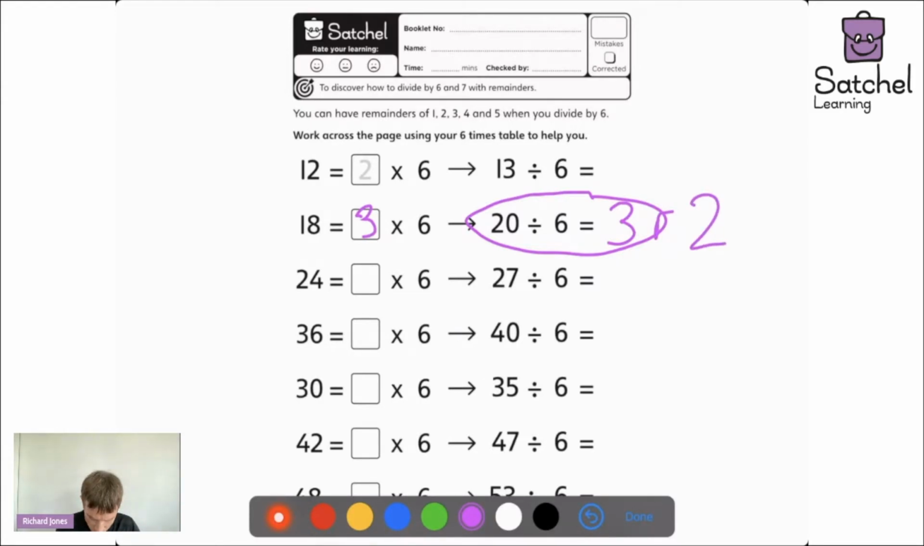If we look at the next one, 27 divided by 6, they should be thinking 24 is the nearest answer in my 6 times table. That is 4. So 27 divided by 6 is 4. And then from 24 to 27 is 3. So it's 4, remainder 3. So that's what we do for division with remainders, and we give them lots of practice on this.